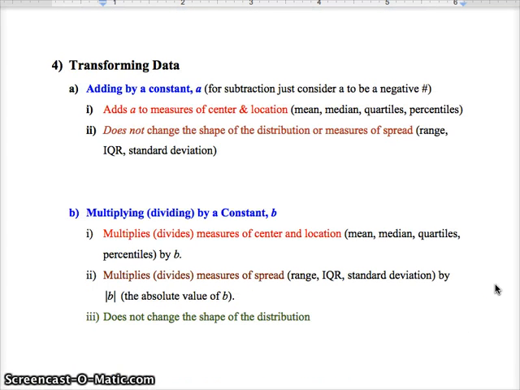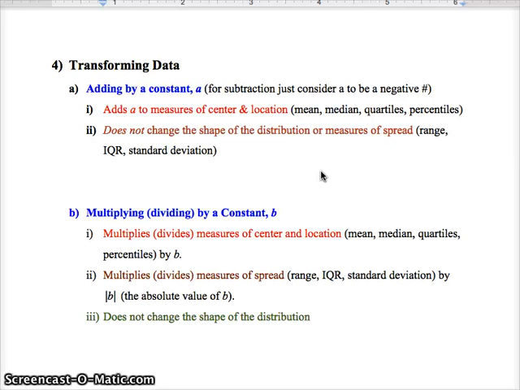One other key concept we have in Chapter 2, Lesson 1 is transforming data. And we're going to look at 2 types of transformations. One by adding a constant. So A, for subtraction just consider it to be negative. So addition and subtraction have the same rules. So adding A, think about your whole distribution moving to the right for a positive number, or the whole distribution moving to the left for a negative number.